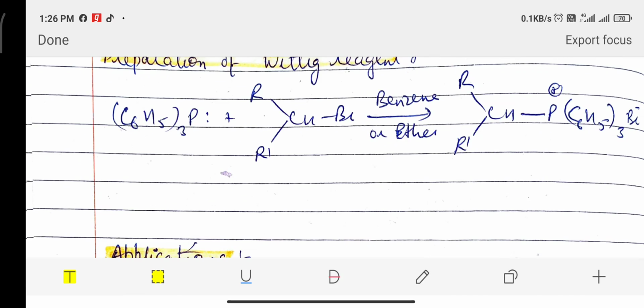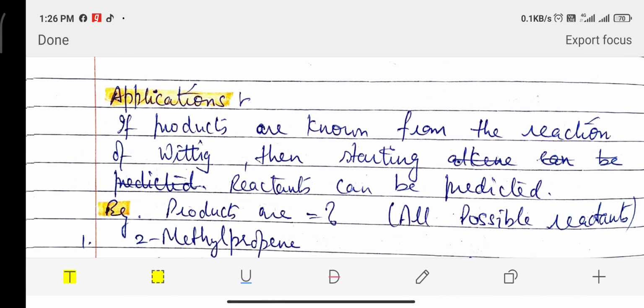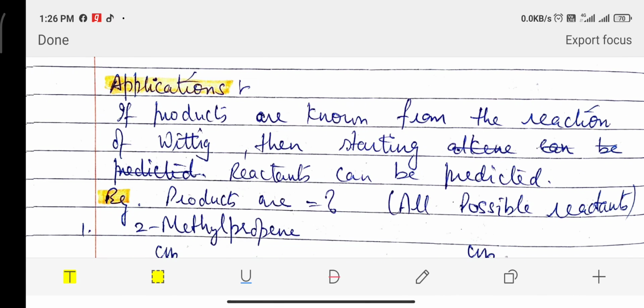Now the main part is the applications. This reaction is important and applications can be asked, that is, this Wittig reaction can be asked indirectly. If we already know the substituted alkene, then we can write the reactants from which it can be formed. So the possible reactants can be asked for a given substituted alkene.